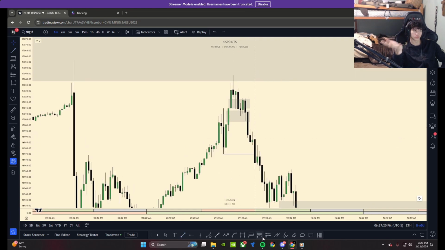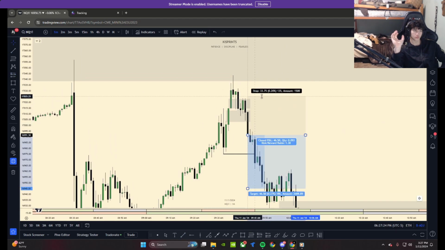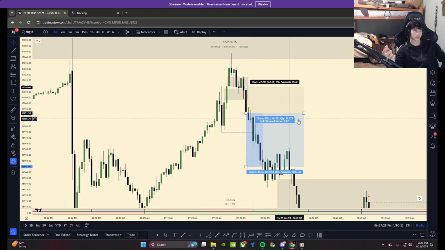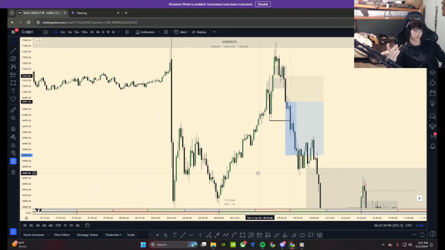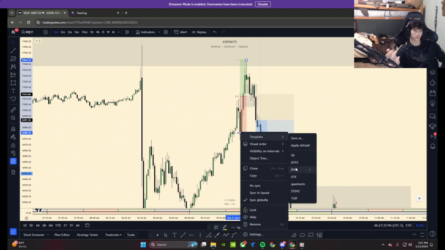So the entry would be here. Stop loss would be a close above these inverses. So there it is. Obviously, it just displaces, and you would target. Your targets could either be liquidity pools or they could be standard deviations.